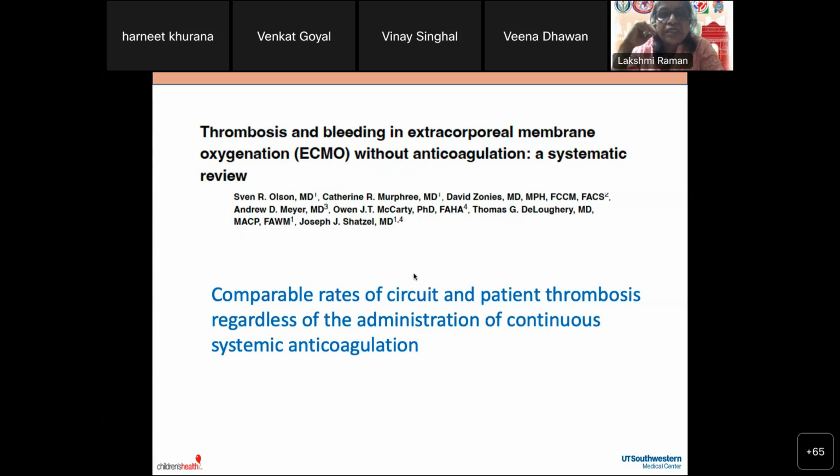It is certainly possible, and I think the luxury is even greater in adult patients, where you have bigger cannulas, where you can maintain higher flows and reduce the amount of anticoagulation that is needed. Next slide.